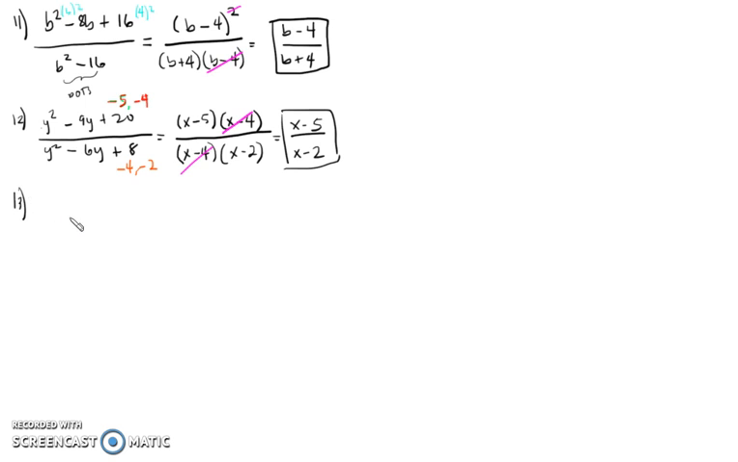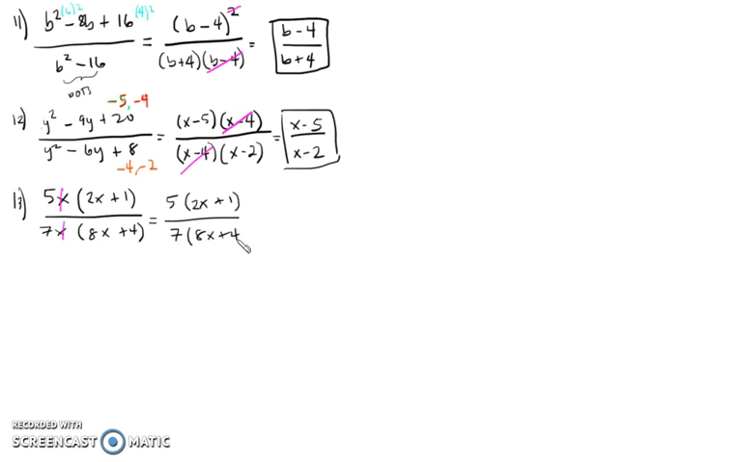I have here 5x quantity 2x plus 1 all over 7x quantity 8x plus 4. By simply looking, again we cancel out x, since we have x on both the numerator and the denominator. So what I'm going to do next is rewrite this one. That would be 5 times 2x plus 1 all over 7 times 8x plus 4.